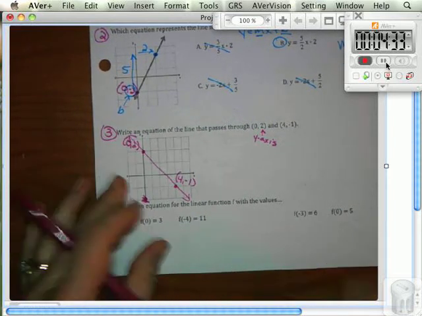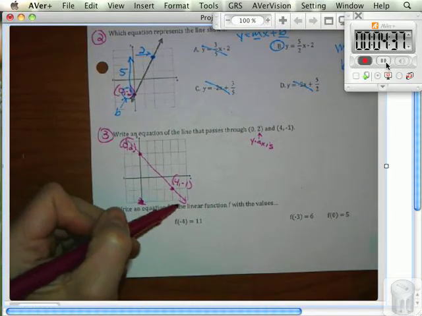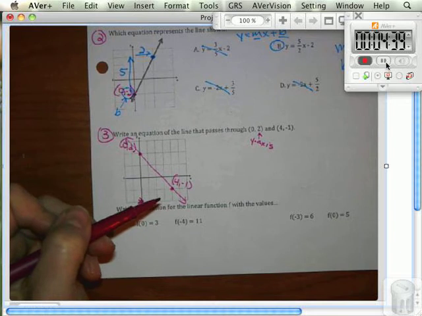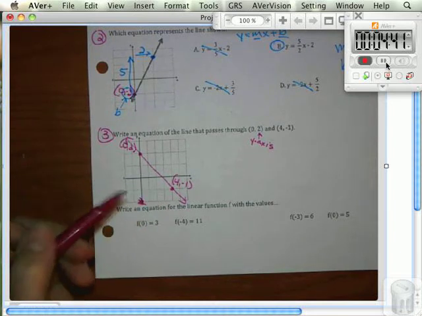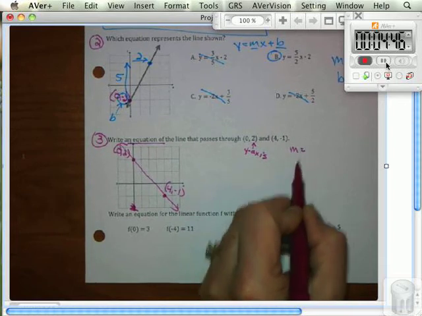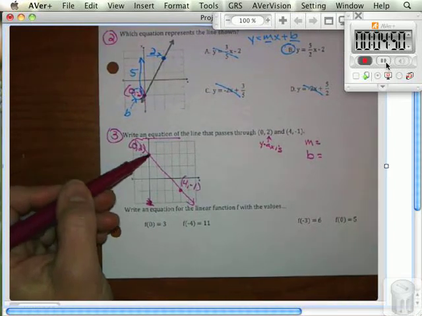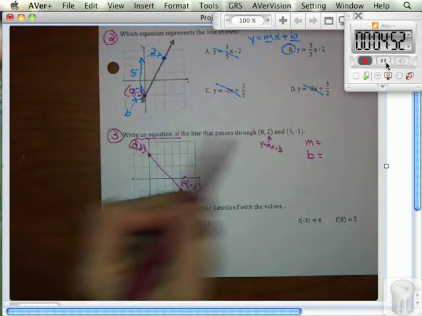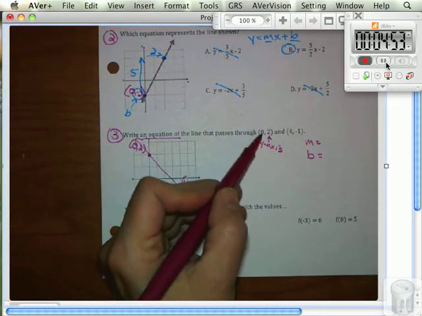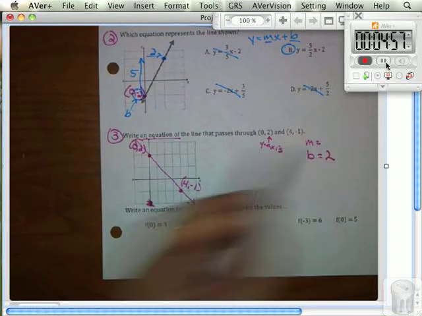Now recognize that this is a negative, so the slope is going to go down. So your m is going to be negative. Now to write the equation, I need m and I need b. I can tell from my graph right here that my b is 2. I can also tell from looking at this point, when x is 0, that means this is my y-intercept, which is 2.